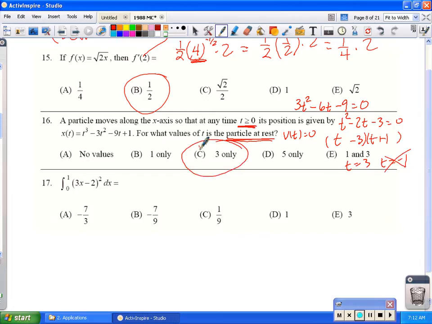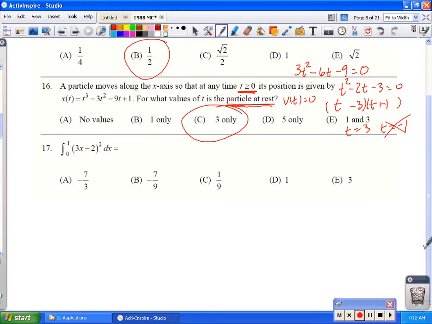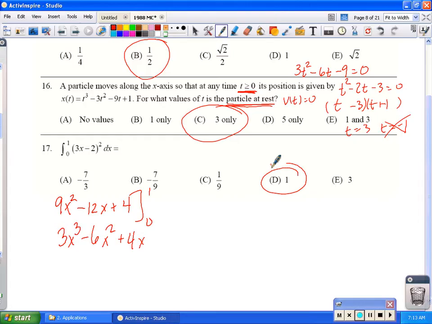Number 17, if you try to do u sub, you're going to get stuck. You need to square the binomial, so you'll get 9x squared minus 12x plus 4, evaluated from 0 to 1. So you get 9x cubed over 3, which is 3x cubed, minus 12x squared over 2, which is 6x squared, plus 4x. Substitute in 1, and that'll be the answer, because when you substitute in 0, you get 0. So the answer for 17 is letter D. When you do your substitution, you should get 1.